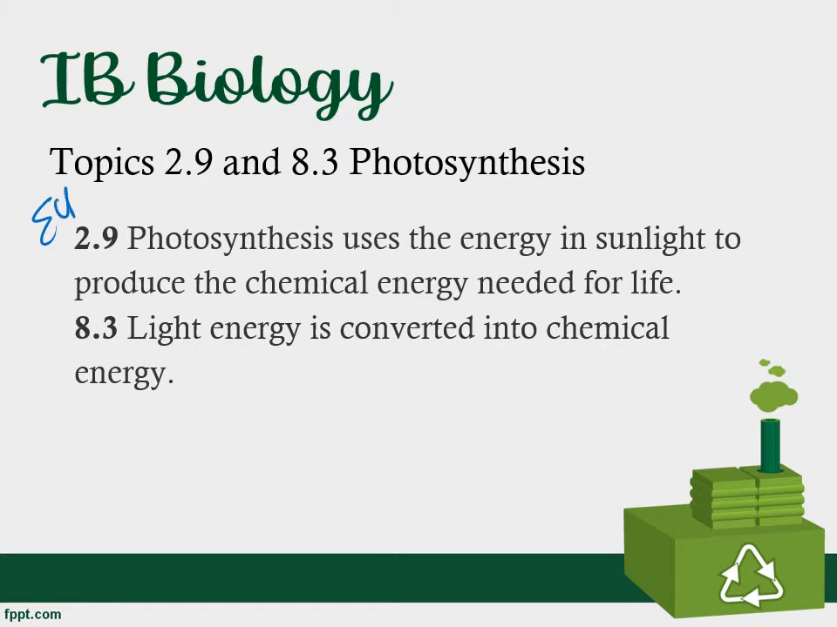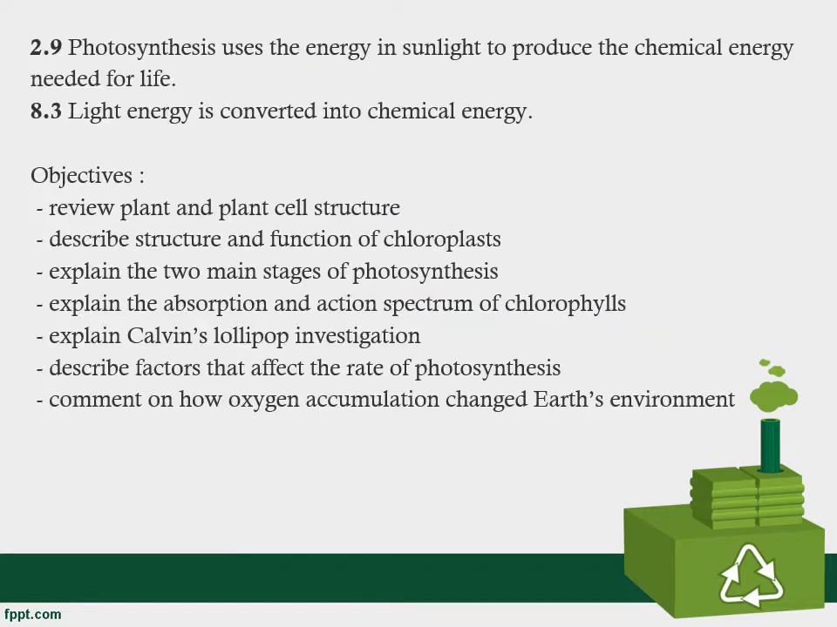Our essential understandings for today: photosynthesis uses the energy in sunlight to produce chemical energy needed for life. That's of course going to be ATP that comes from the glucose that we make in photosynthesis, and then we convert it during respiration. We're also going to look a little bit at the extra HL details, light energy converted into chemical energy.